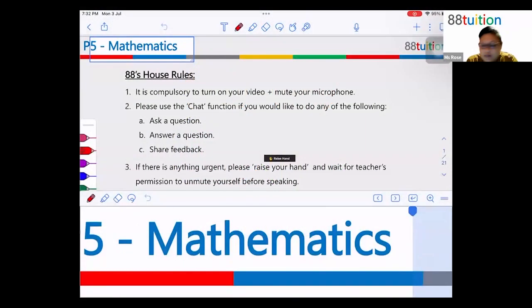So today, I'm going to share with you how, without a calculator, you can still complete the questions.